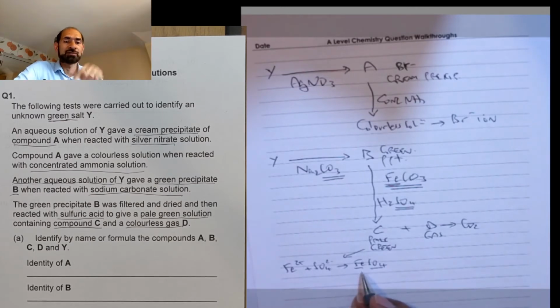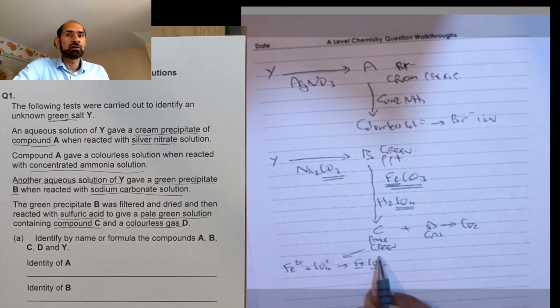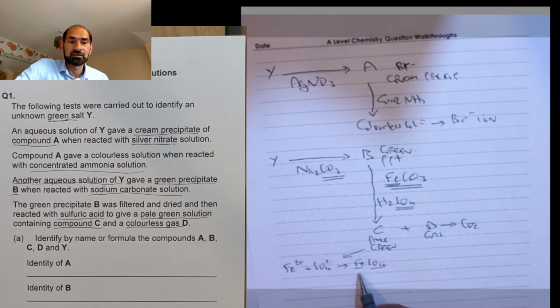Again, my knowledge comes in. I know that if this was Fe3+, it wouldn't be pale green, it would be light brown. So it can't be Fe3+. Here's another clue that it can't be Fe3+. Okay, so have I identified everything?